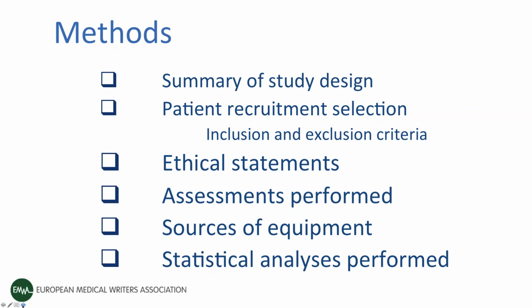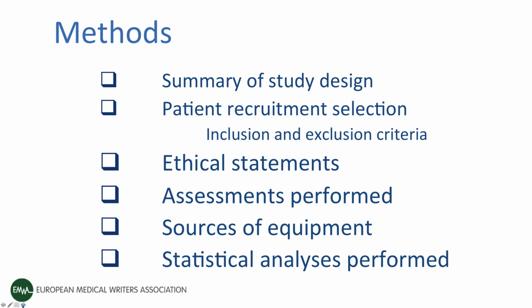They tend to put study design first, recruitment selection, inclusion exclusion criteria first, because that's what we're going to critically analyse the study on, its quality. And then things like ethical statements, sources of equipment, statistical analysis tend to come at the end. Having said that, it is a generalization and each journal has their own specific style. But basically that's how it should be laid out.